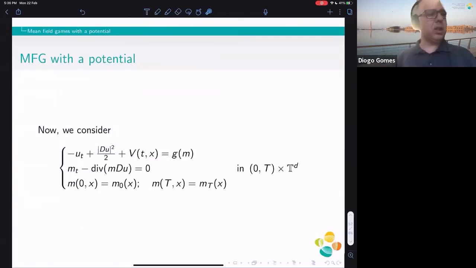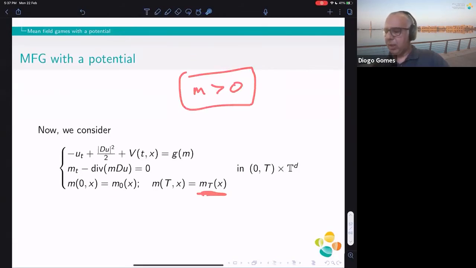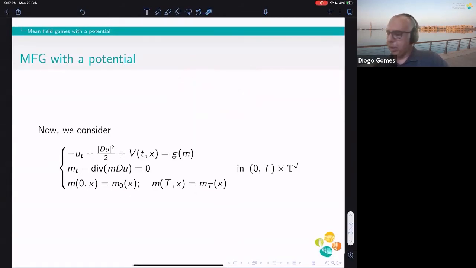Now, in this second part of the talk, what I want to address is the case of mean field games with a potential. With the potential, you don't get displacement convexity directly. If you try to do these computations, you don't get something positive because the potential still remains. And as far as I can tell, the proof by Sebastian Munoz or the ideas of Lyons don't automatically give you M greater than zero, even if these are bounded away from zero at the initial and terminal time.